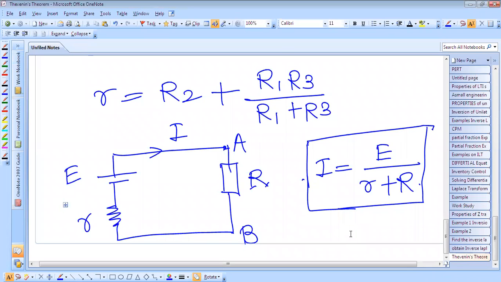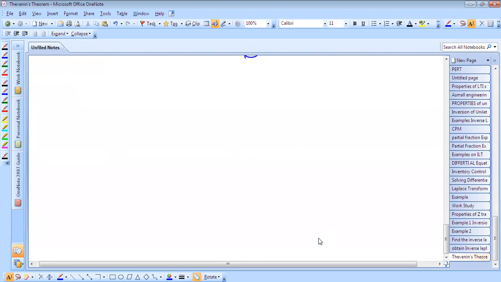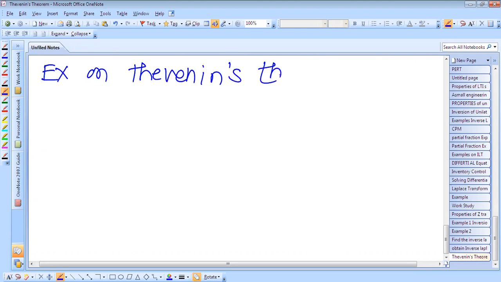Okay, we have discussed in previous lectures the statements of the Thevenin's theorem. Now we'll find the problem on the Thevenin's theorem. Let us consider an example on Thevenin's theorem.